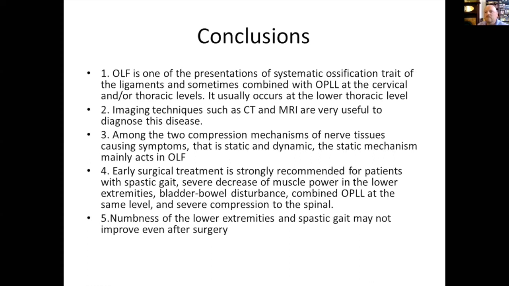CT and MRI are important, of course, to identify the ossification or the calcification, and a static rather than a dynamic element of compression is common with the ossification, and therefore it is commonly not recommended to do a fusion, because it's more of a static compression. It's suggested that early surgical treatment is strongly recommended, and that complete neurological recovery does not commonly happen, but rather patients continue with numbness and a spastic gait, which is exactly what we had with this particular patient.